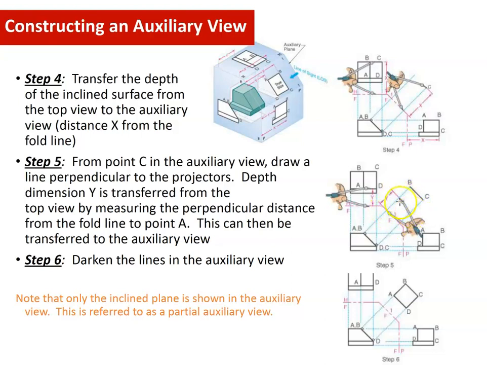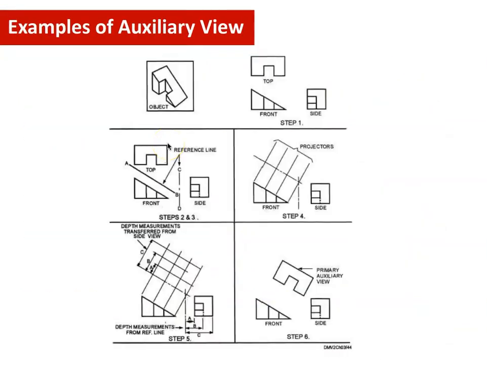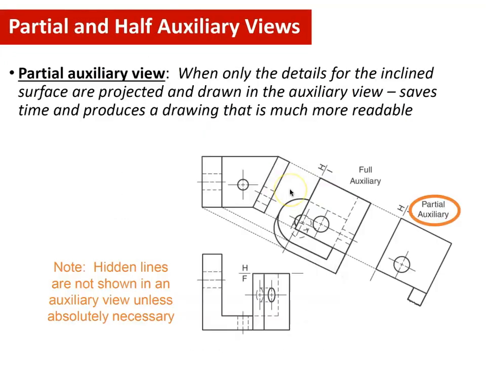So it starts here. So now you have your AD and also your BC. And then you just connect the lines and darken it to show that it is a visible line. Okay, so this is an example of an auxiliary view. You can pause this video and look at it for your own reference.